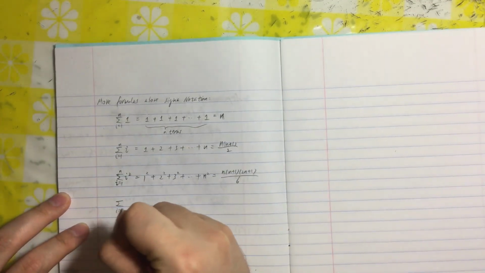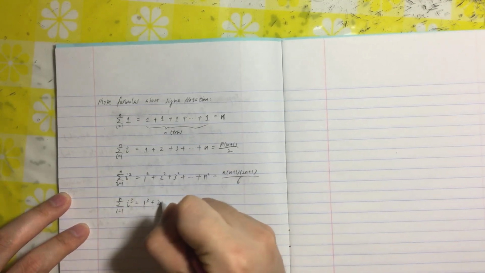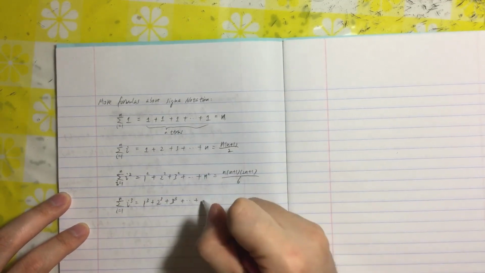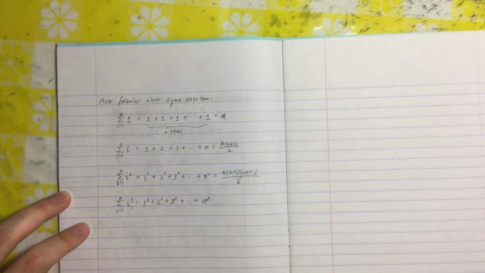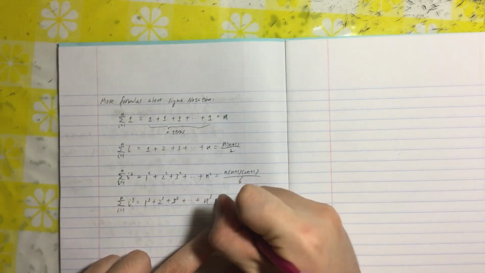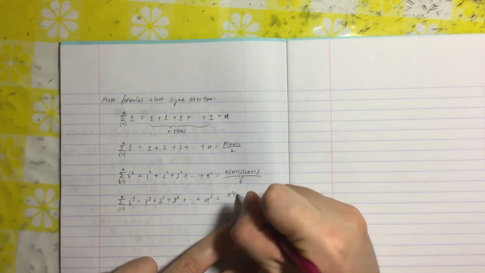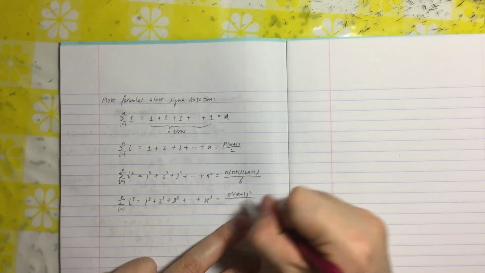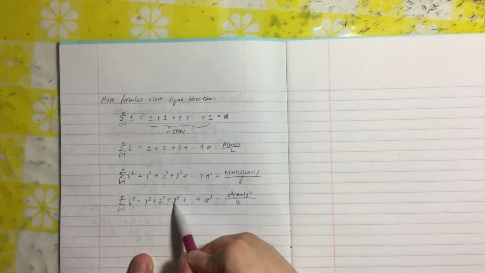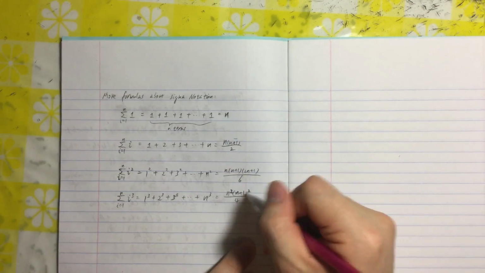Next, the sum from i equals 1 to n of i cubed, that equals 1 cubed plus 2 cubed plus 3 cubed plus ... plus n cubed. Again, here I'll skip the proof, give you the answer directly. The answer is n squared times n plus 1 squared over 4. That's the sum of 1 cubed plus 2 cubed plus 3 cubed plus ... plus n cubed.